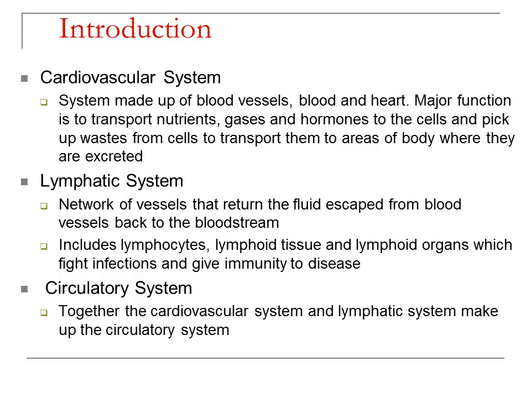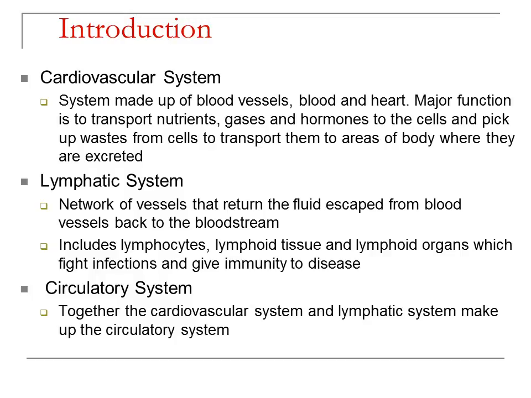Before we go into the blood components, we need to know the systems that are closely related with the blood. We have the cardiovascular system, the lymphatic system, and the circulatory system. The cardiovascular system is made up of blood vessels, blood, and heart, and the major function is to transport nutrients, gases, and hormones to the cell and pick up waste products from the cell to transport them to the areas of the body where they are excreted.